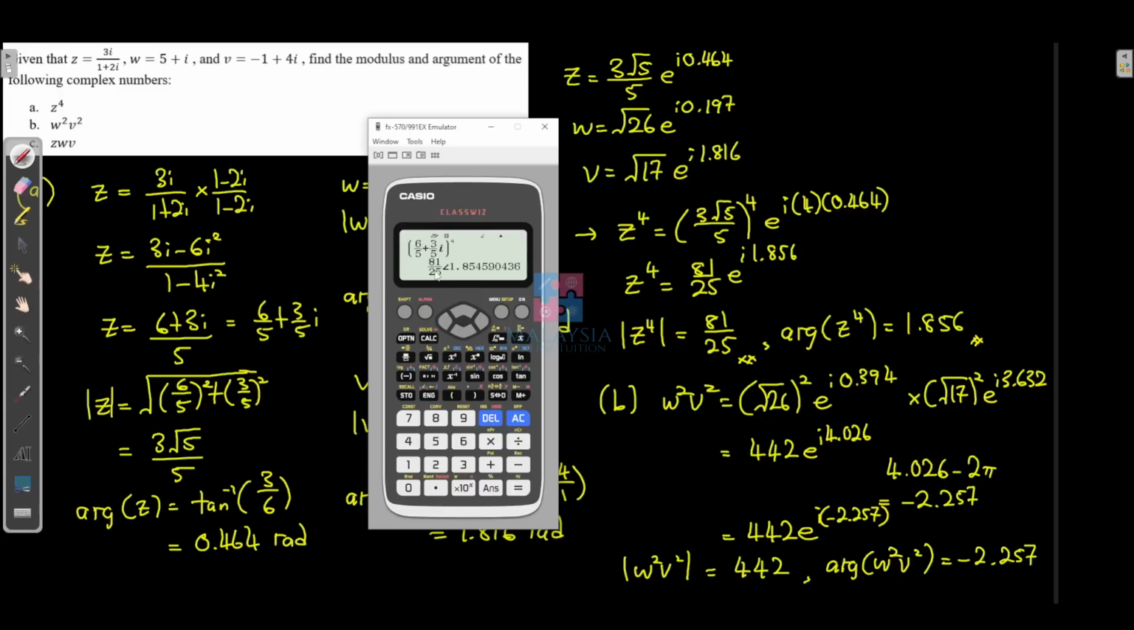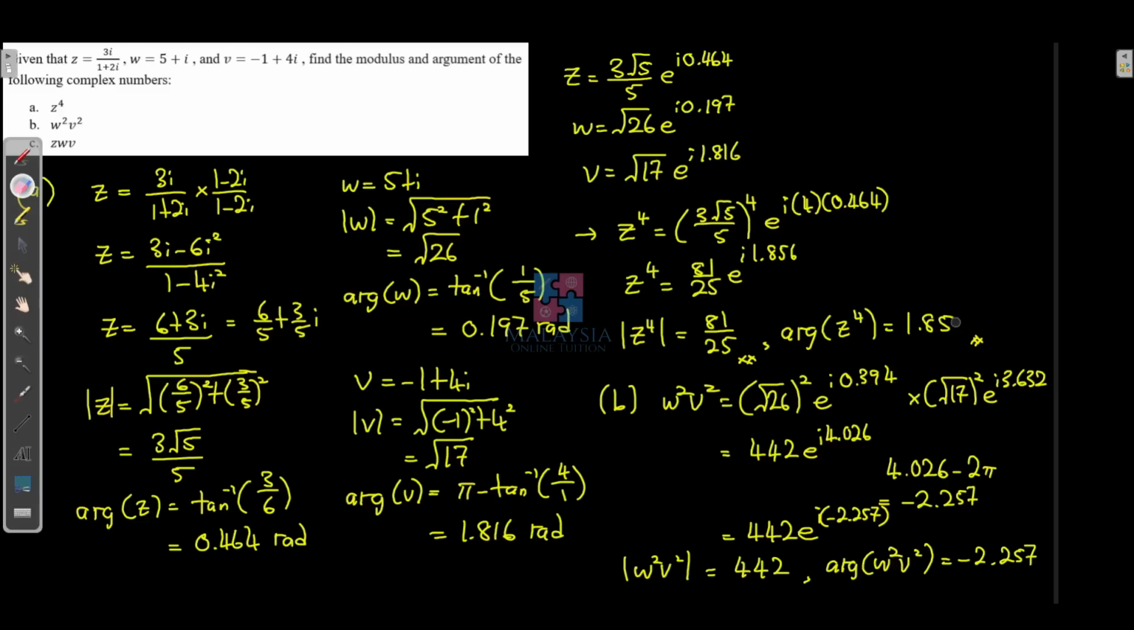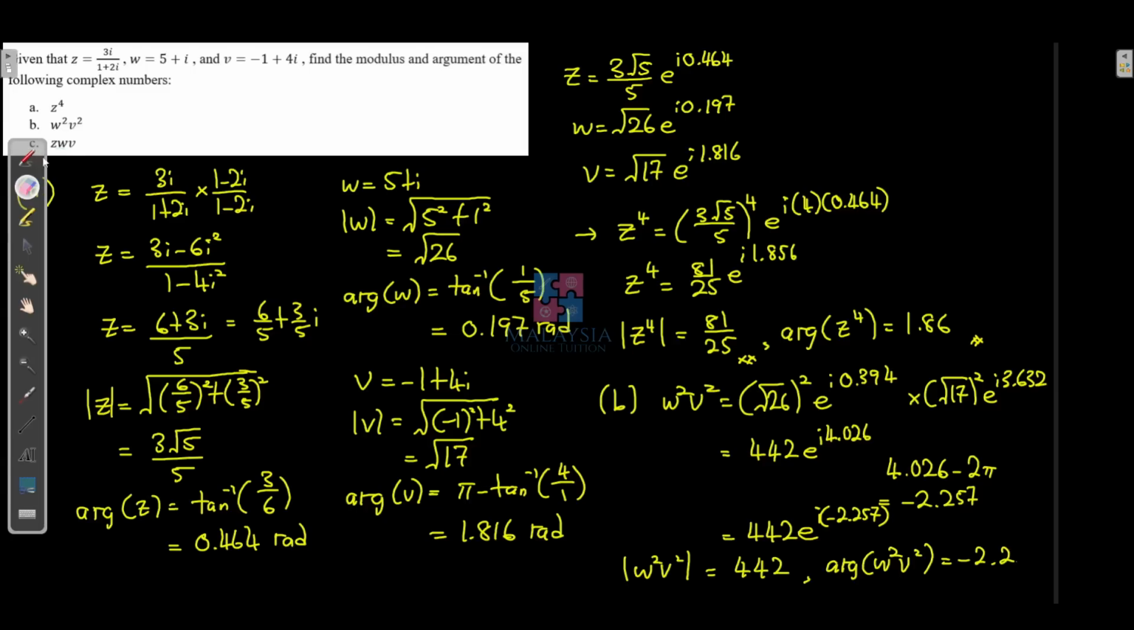So as you can see, we get 81 over 25 for the modulus. Okay, and that is correct. And then the argument is 1.855. Okay, so we have to correct this. If we round both of them, we get 1.86, right? So I forgot the answer must be in 3 significant figures. 1.86, and this one as well, negative 2.26.